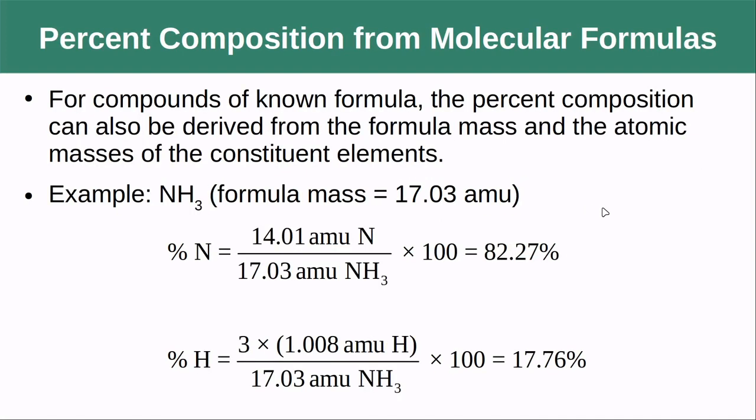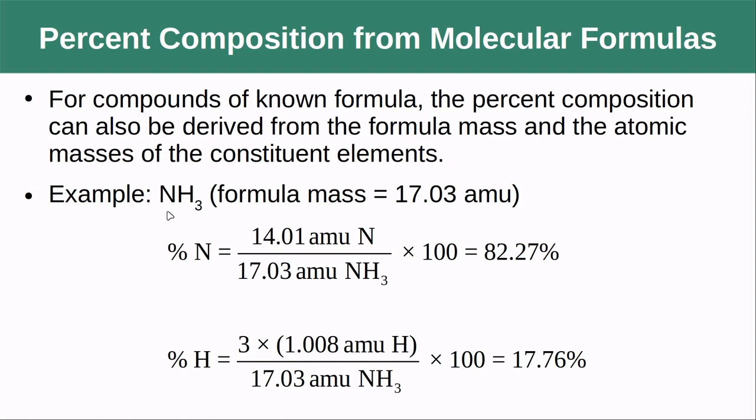We don't actually have to be given that much information in order to find the percent composition of a compound. We can actually do this just by being given the formula for that compound. And what we're going to do is go look up our values in the periodic table for all of the elements in that compound. And then the first thing we're going to do is calculate its formula mass, which we learned how to do in the last section.